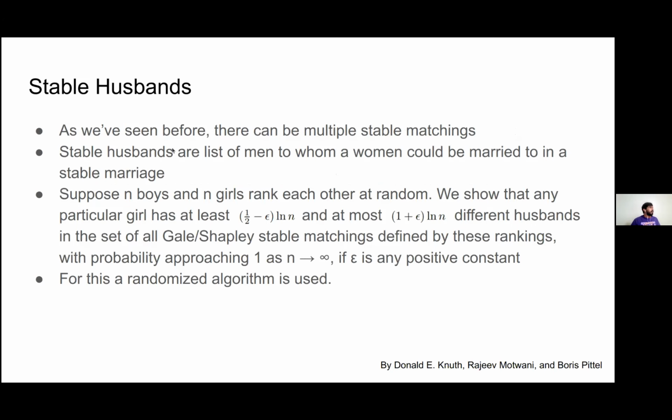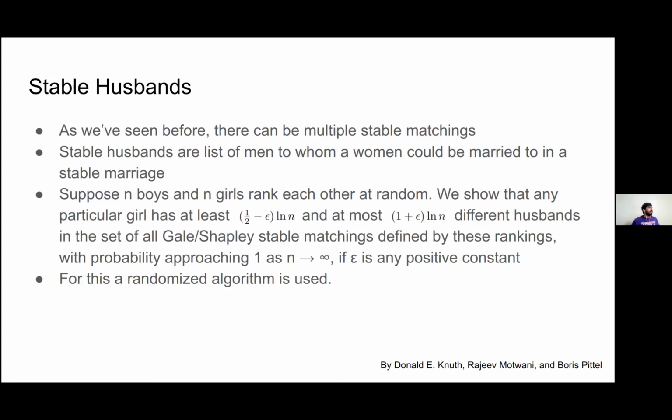Now let's discuss stable husbands. As we have seen before, there could be multiple stable matchings for a given set of population. Stable husbands are the list of all the men with whom a woman could be married in a stable marriage. Given the list of all stable marriages, we look at the men the woman is possibly matched with in a stable marriage. All such husbands, we call stable husbands.